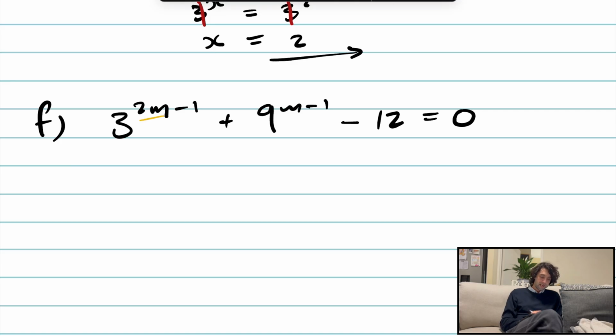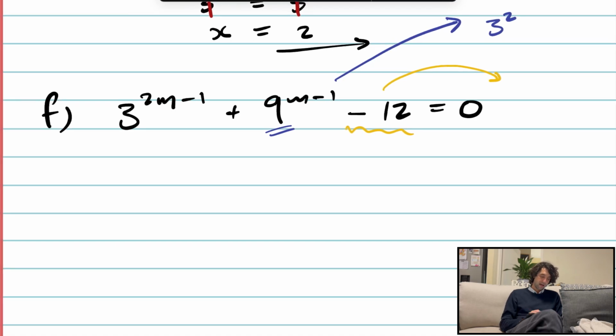Okay, so I'm seeing this exponent has a variable. This negative 12 is sitting over here, but usually we don't have it sitting over here. I'm trying to get to the m in this case, so I'm thinking I'm just going to bring that over to the other side. What else I'm seeing here is this 9, which I know is going to become 3 squared. So let's start with that.